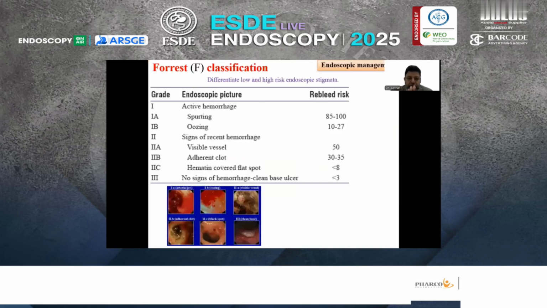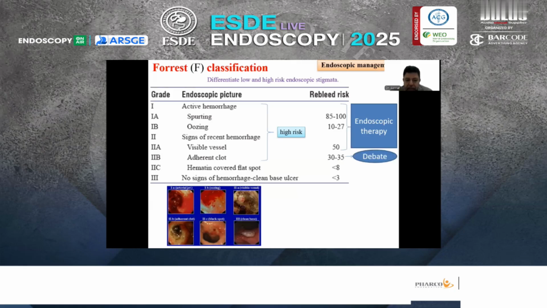Forrest classification should be used to differentiate between high and low risk stigmata. High risk stigmata, grade 1A, 1B, 2A, 2B: all of these lesions are high risk for rebleeding. So all of these patients should have endoscopic therapy.